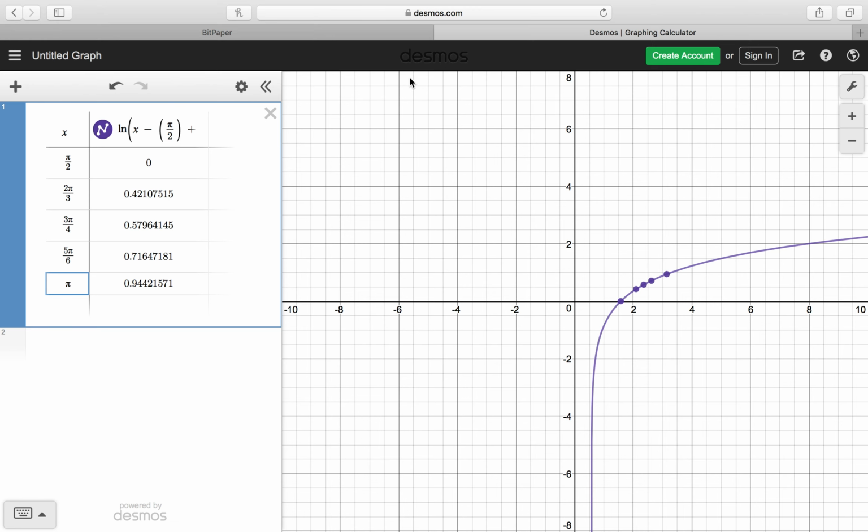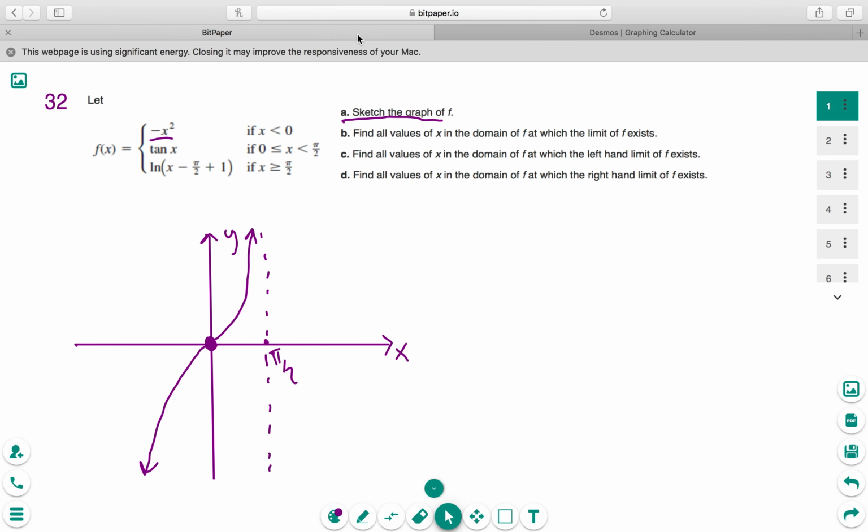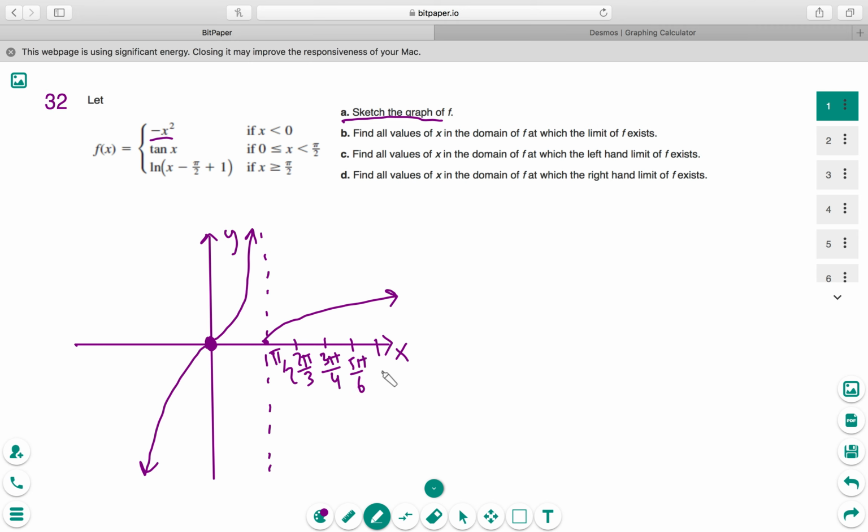That way, when you go over to your function, we know our graph is going to look something along the lines of this. It's going to go something like this, and it's going to even out right here. But then we can put in our actual values. So we have pi over 2, right? Then we have 2 pi over 3, then 3 pi over 4, 5 pi over 6, and then we have pi.